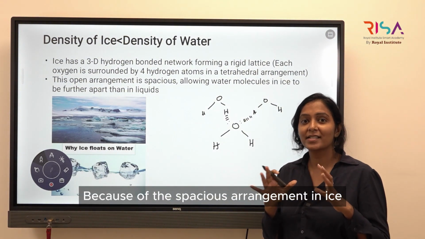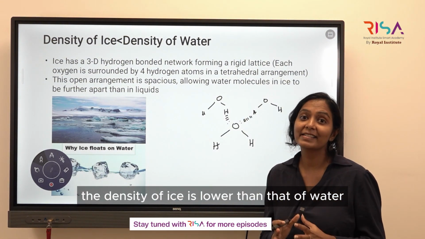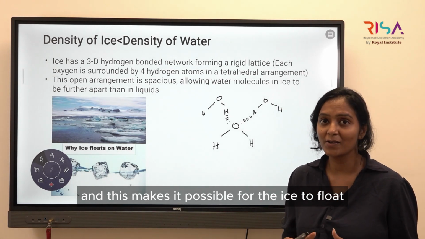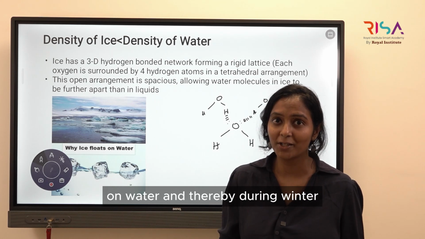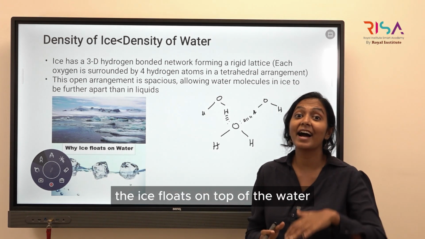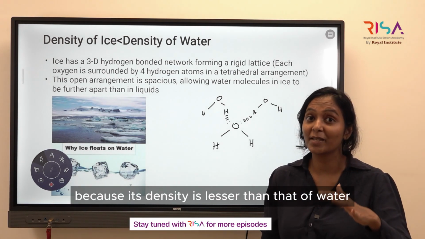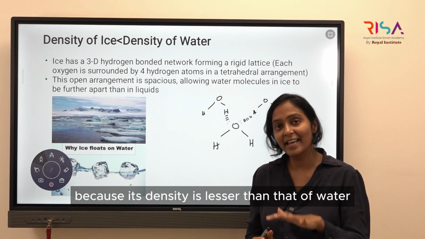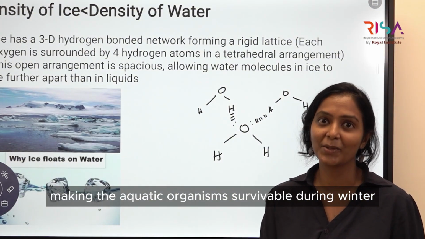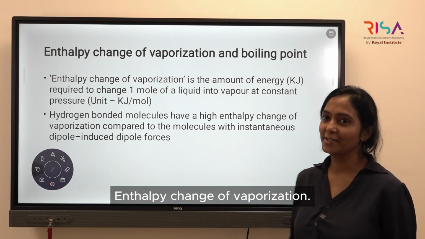Because of the spacious arrangement in ice, the density of ice is lower than that of water. And this makes it possible for the ice to float on water, and thereby during winter, even when water freezes, the ice floats on top of the water because its density is lesser than that of water, making the aquatic organisms survivable during winter. Enthalpy change of vaporization.